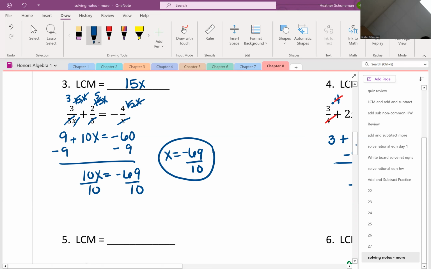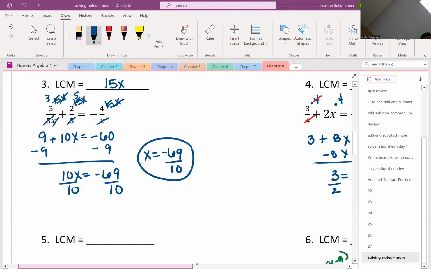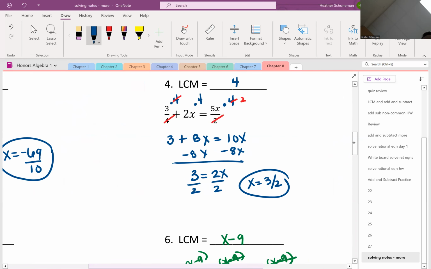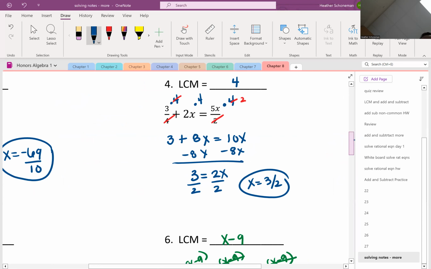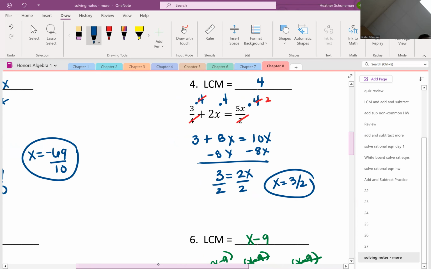Okay, pause the video and try number 4 on your own and see if you can get the correct answer. If you tried number 4, you should have gotten the least common multiple was 4. And then the first fraction, the 4 cancels, the next one, nothing cancels, and the next one it reduces to 2, and then you can solve your equation.